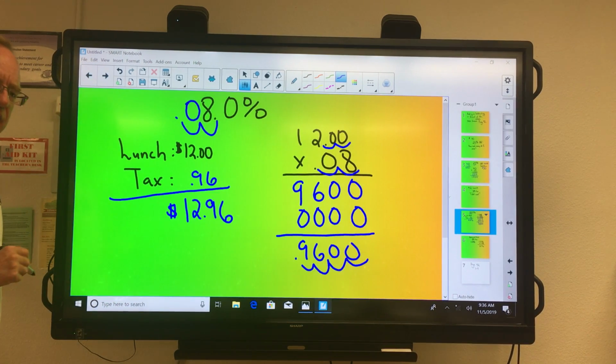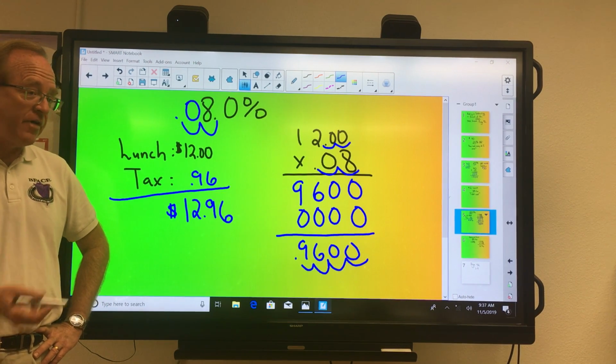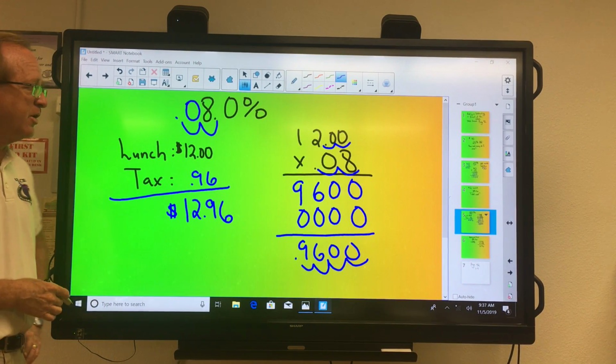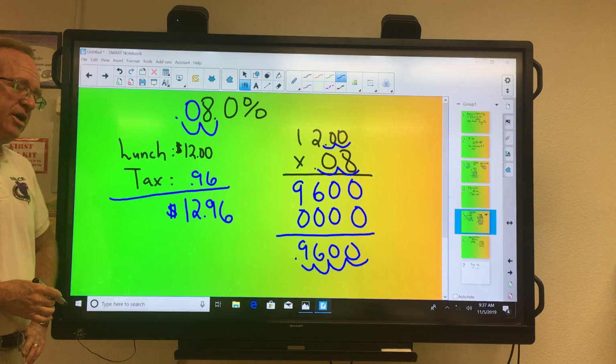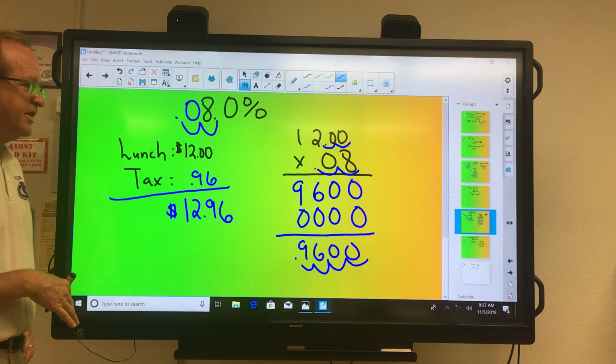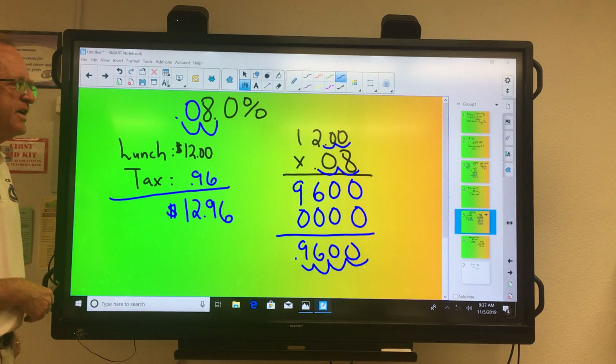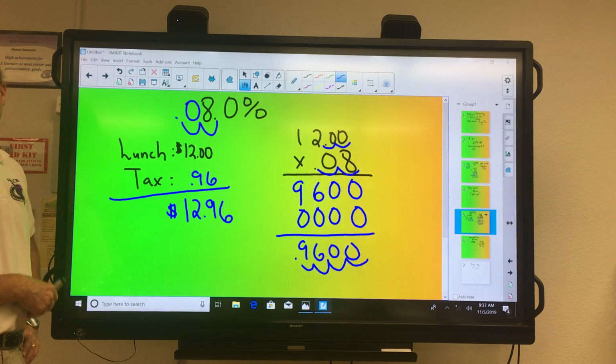So just keep an eye out in your problems. Is it going to be something that you add after you find it? You know how to find the percent of a number now. You just have to be careful. Am I adding to it? Am I subtracting to it? If it's tax, add. If it's a tip, add. If it's a discount, it's on sale, subtract it.